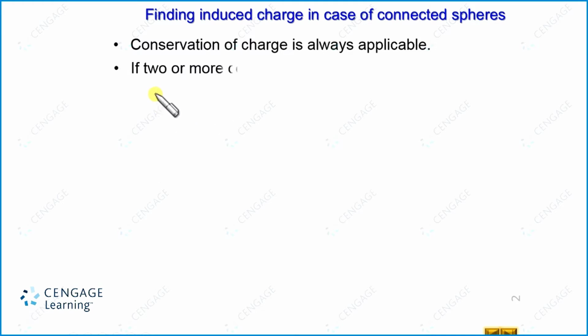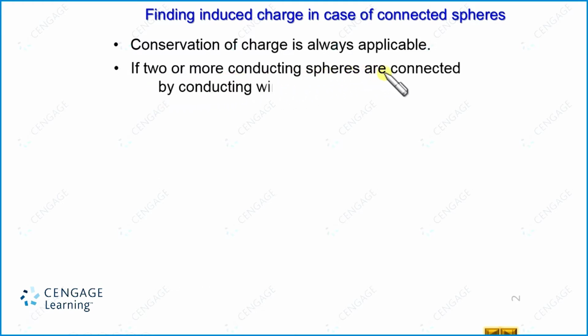Second point, if two or more conducting spheres are connected by a conducting wire, they have the same potential. That is, objects connected by a conducting wire have the same potential.